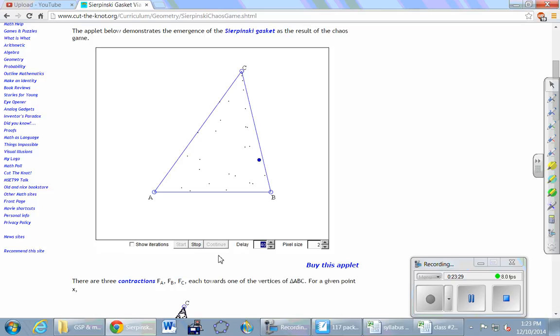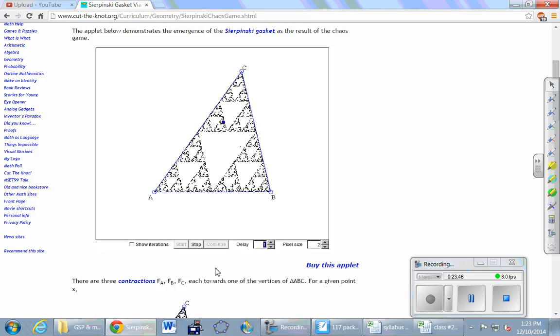It still seems like it's... why is it so slow? Continue. Stop. Start. I know, but with the delay of nothing, it should... There we go. We could do it with more of a delay. Or let's start over.